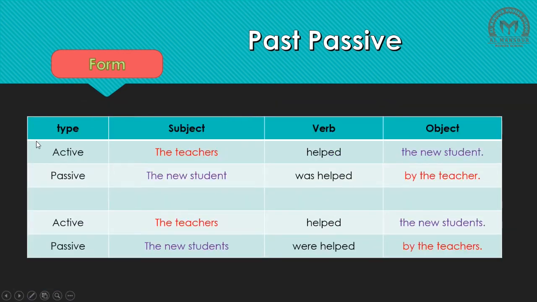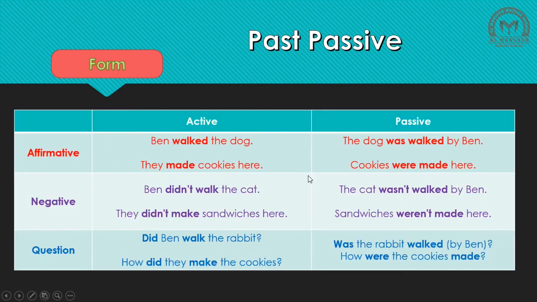Okay. So we have two examples. The teachers help the new students. The new students was helped by the teacher. We use was because the subject is singular. Okay. The new students was helped by the teacher. The teachers helped the new students. Here in this example, we have the object with an S. So when we make it passive, the new students were helped, okay, because the students have an S in it, because it's plural. Were helped by the teachers, okay.